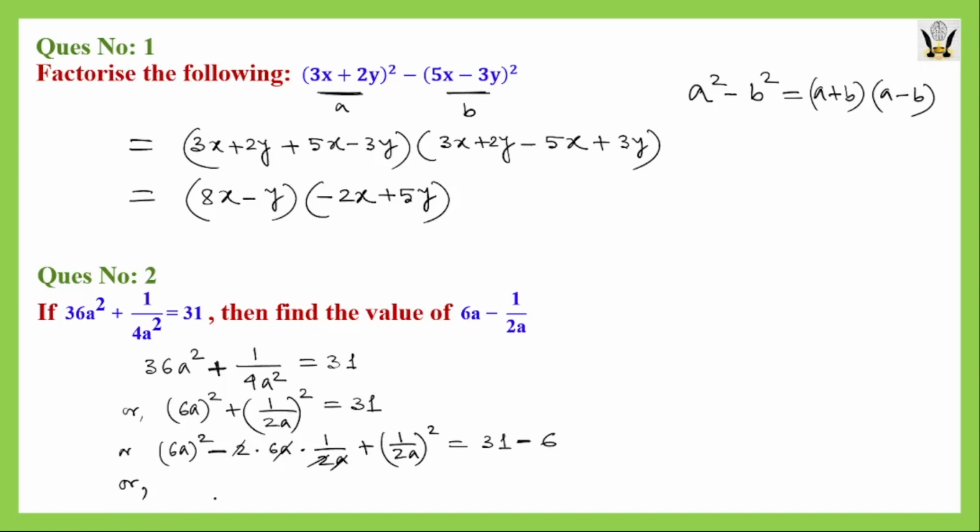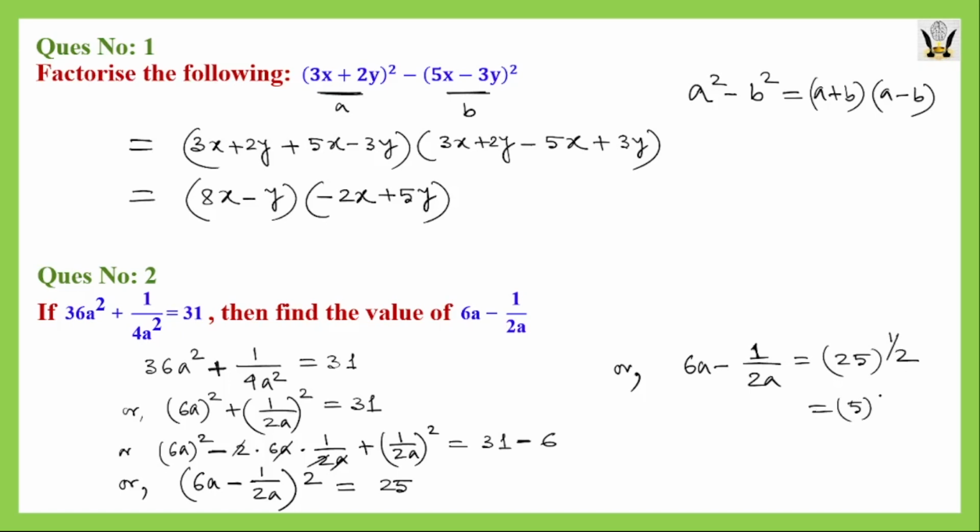On the left side, this resembles an identity, that is a minus b whole square, where 6a itself is a, and minus of 1 by 2a itself is b. So 6a minus 1 by 2a whole square, because this is the format of 2ab, will be equal to 31 minus 6, so that will be 25. If we take the square root, then 6a minus 1 by 2a will be equal to the square root of 25, that means 5 square and then square root. So finally that value will be 5.